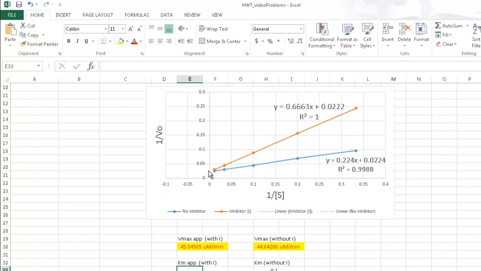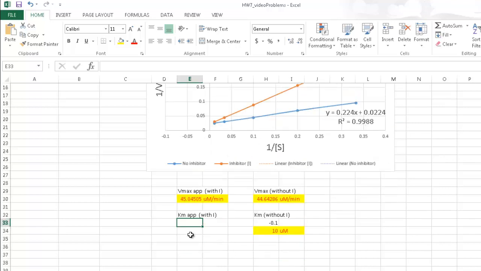In our mind's eye, we will extrapolate the brown line all the way to the minus x-axis. The y value is 0, so we solve for x. X will be minus 0.0222 divided by 0.6663. This is our value of the x-intercept. We take the negative reciprocal of that to get us the Km value in the presence of the inhibitor, or apparent Km, and our value is 30 micromolar. Now notice here that our Vmax stays the same, but our apparent Km has increased. It has increased almost by a factor of 3.